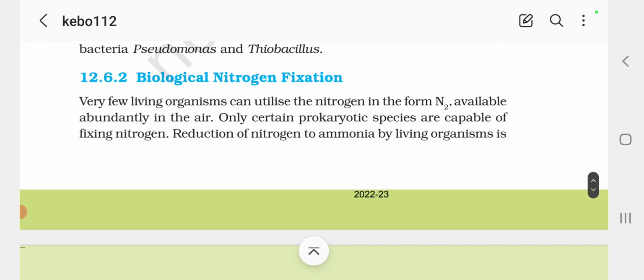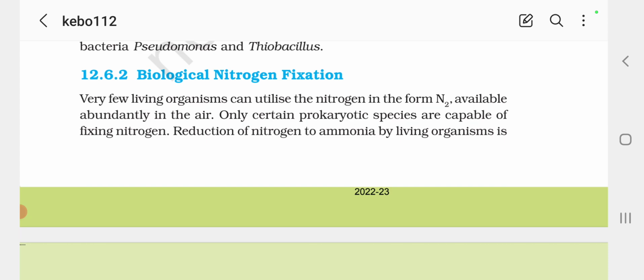12.6.2 Biological nitrogen fixation. Very few living organisms can utilize the nitrogen in the form of N2 that is available abundantly in the air. Only certain prokaryotic species are capable of fixing nitrogen.